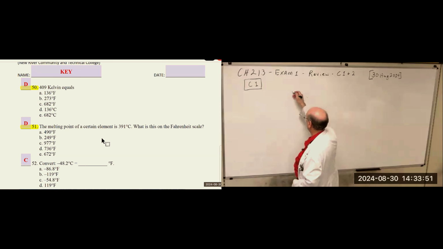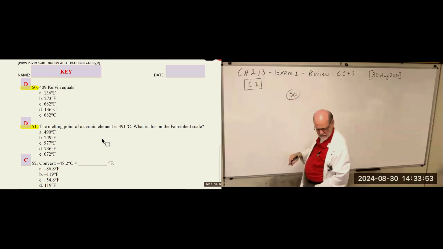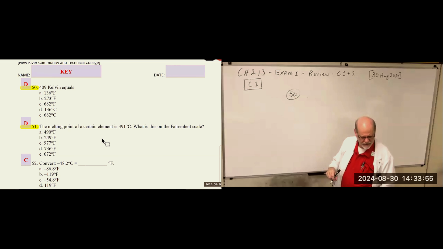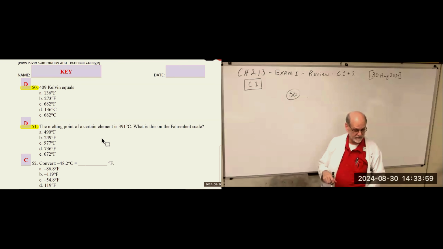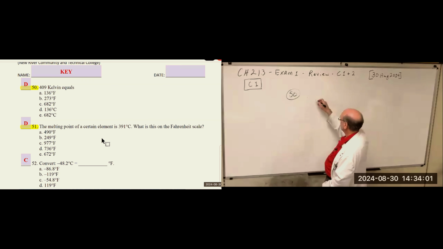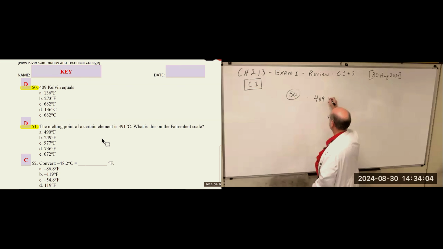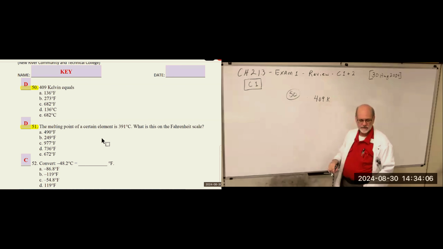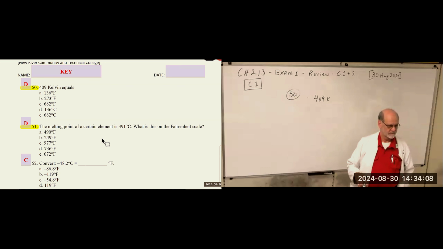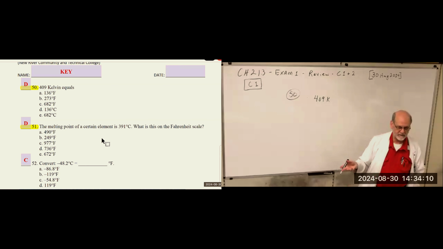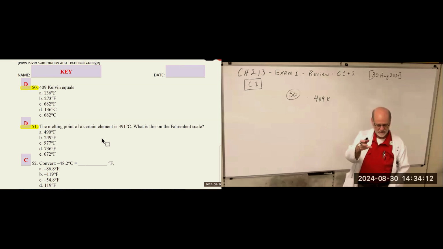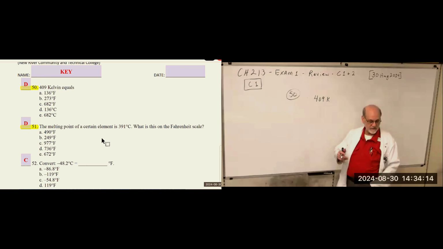$50. So 409 Kelvin equals what? Oh, we got several choices, Fahrenheit and Celsius. So where do we have to go first anyway? Celsius. Yeah, we have to go to Celsius before we can make Fahrenheit. So let's do that one and see if any of those Celsius match up, and then we can save ourselves some time. So what do we do?